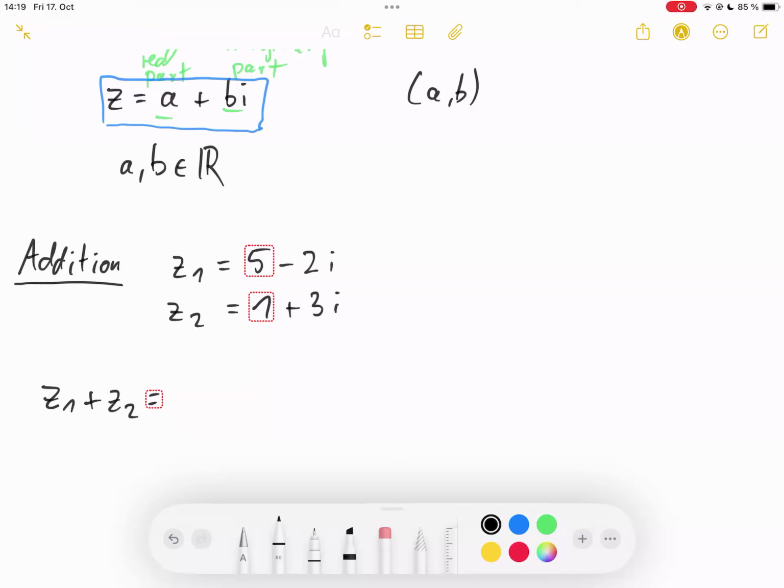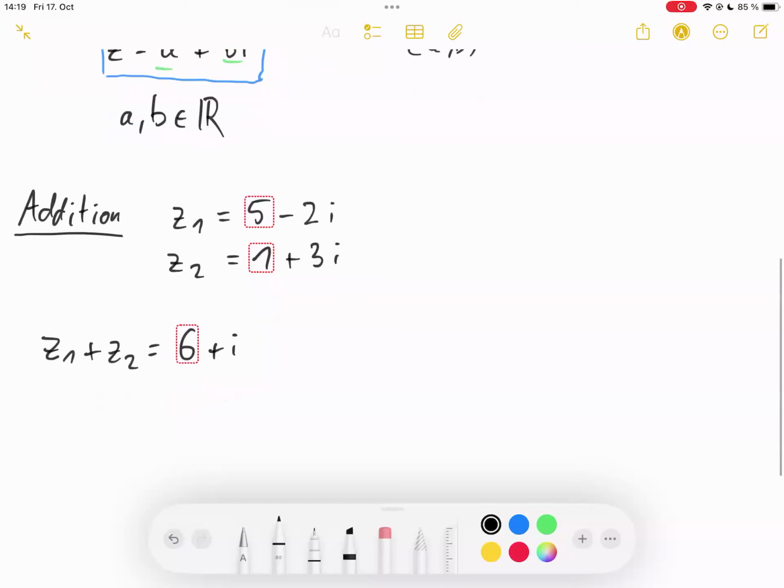And the solution is, so it's 5 plus 1, which is 6, and then it's minus 2i plus 3i, so 6 plus i. That's correct. You can also subtract complex numbers, obviously. You can also multiply complex numbers if you wish. We can think about an example very briefly for multiplying complex numbers.